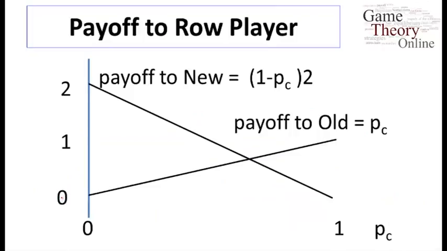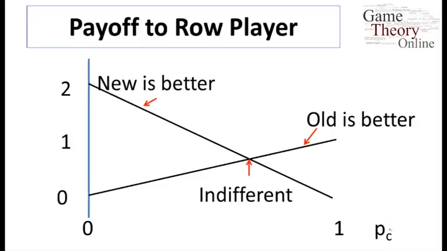We can graph those out. The payoff to old is just PC. The payoff to new was 2 times 1 minus PC. So this goes down in PC, this goes up. Remember, PC is the probability that the column player is playing the old technology. So what does that tell us? Here, the new technology is better if the probability that the column player is using the old technology is less than 2/3. Old is better if the probability that they're using the old technology is bigger than 2/3, and they're exactly indifferent at a probability of 2/3.